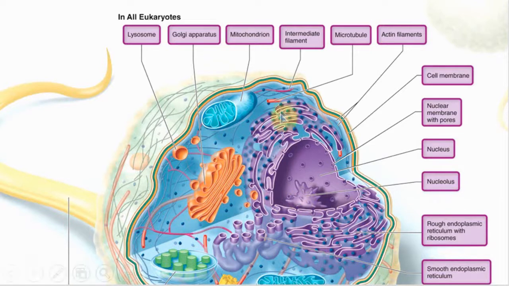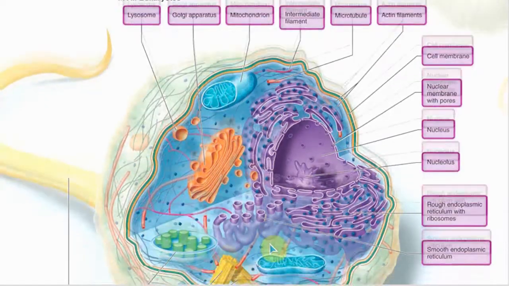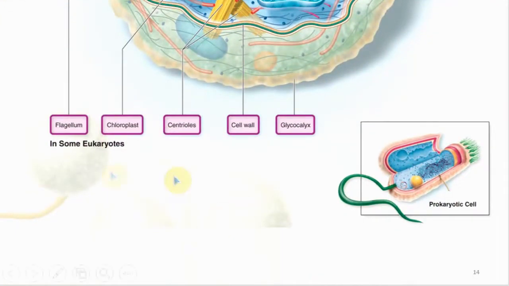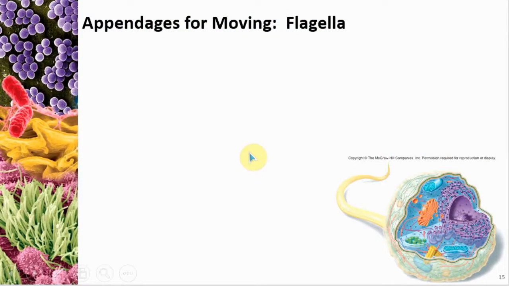This structure all around the nucleus here, all these folds, this is the rough ER, and the reason why we call it rough is because it has these ribosomes on the surface. Smooth ER over here does not have ribosomes on the surface. Hard to see here because I messed it up, but the flagellum, chloroplast, centriole, cell wall, and glycocalyx, we'll go through all that as we get to this, okay? So here's the picture of that same cell. So let's talk about flagella.